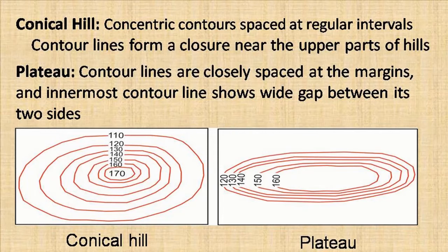So the conical hill can be identified with the help of a topographical map. It shows concentric contours which are spaced at a regular interval. Contour lines form a closure near the upper part of hills. The left side figure on your screen is showing the conical hill. Whereas in plateau, the contour lines are closely spaced at the margin, and the innermost contour line shows a wide gap between its two sides, as shown in the right side figure.